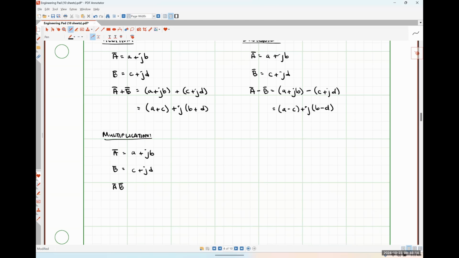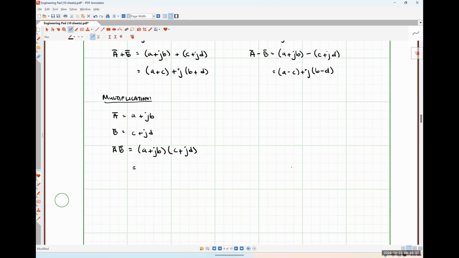So asterisk never, ever means multiply in this class. I get that all the time of, oh, I was doing these things and I got it wrong because you're not using the right operation. If they're just next to each other, multiply. If there's an asterisk, perform the complex conjugate operation to the one on the left. Okay. So we would have a plus jb multiplied by c plus jd.